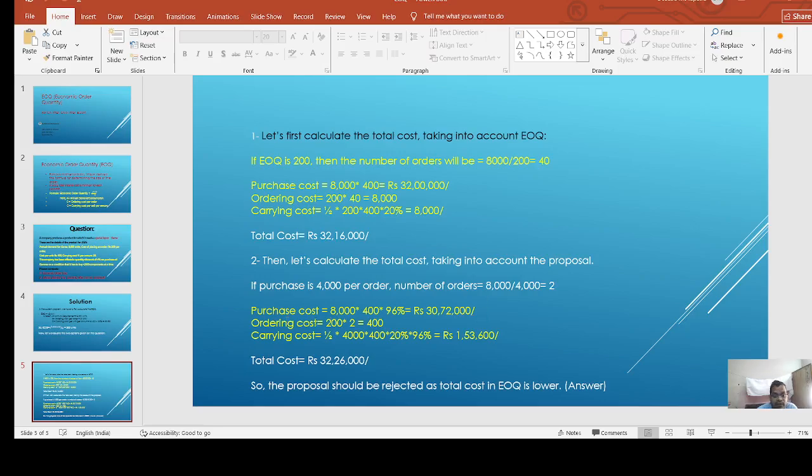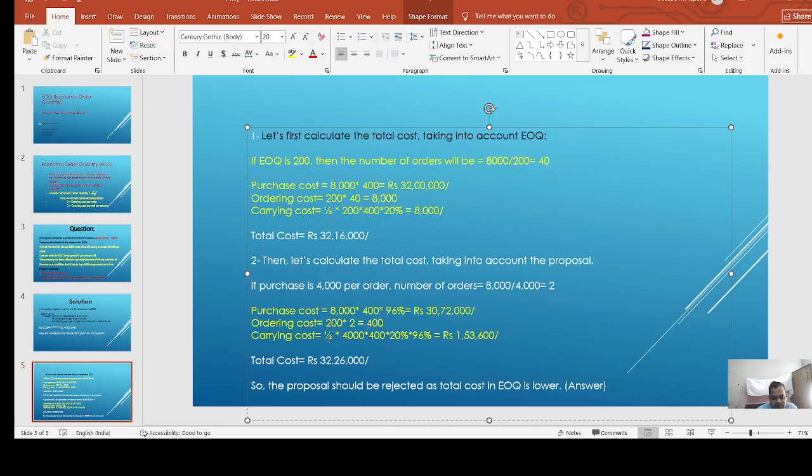What is the ordering cost? For every order the company has to incur a cost of 200. Here at EOQ it is 40 orders, but here the company is only purchasing 2 times, because it is 4,000 per order. So 200 into 2, 400.